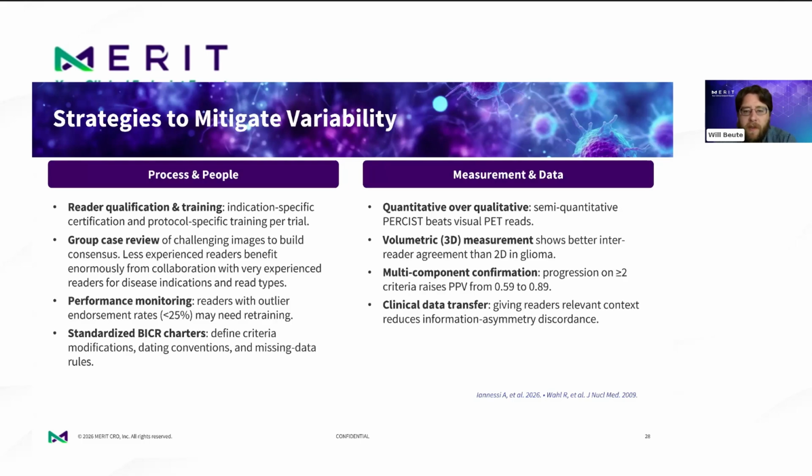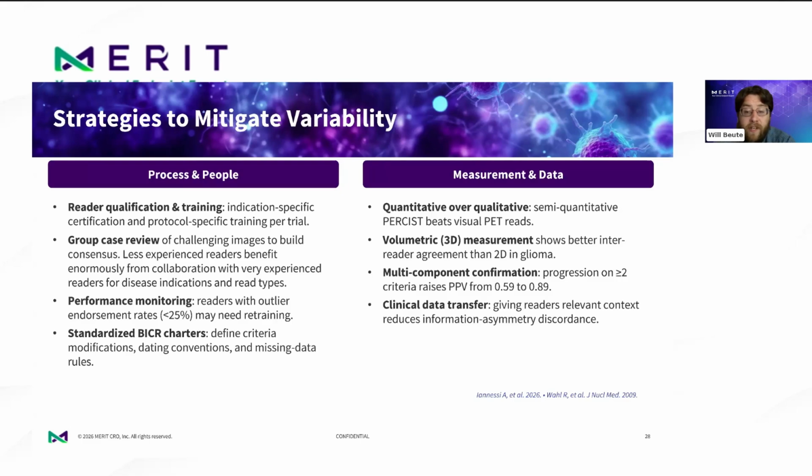On the measurement and data side, wherever possible, we should try to favor quantitative over qualitative assessment. For example, semi-quantitative PERCIST criteria outperforms a purely visual PET read, and volumetric 3D measurement shows better inter-reader agreement than 2D in gliomas. Multi-component confirmation helps too. Requiring regression on two or more criteria was found to raise that positive predictive value we discussed before from 0.59 to 0.89.